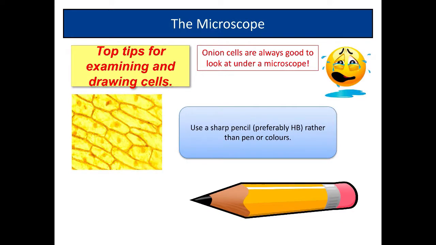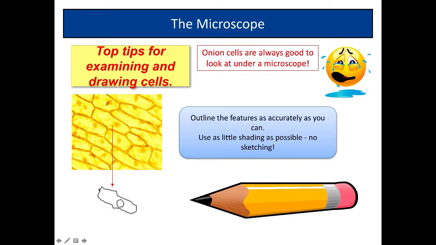Having made your wonderful, beautiful slide of onion cells, you want to draw them. So, a few pointers. First of all, use a sharp pencil. Now, pencils come in various categories. If you look on it, it will say somewhere HB. That's the best pencil to have. And don't use pen, and don't use colours.